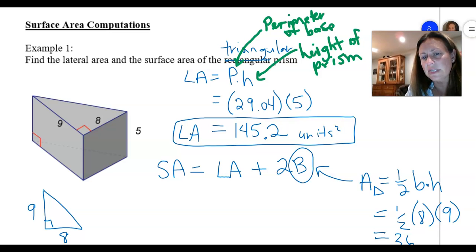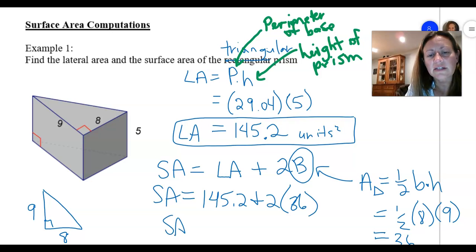So that's what's going to go in for capital B. All right, now I'm ready to find the total surface area. I've got the lateral area is 145.2 plus 2 times 36. And that final answer for total surface area is going to be 217.2 units squared.